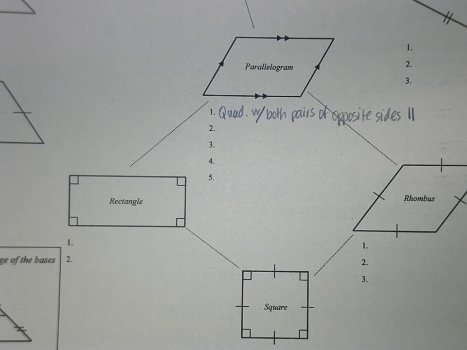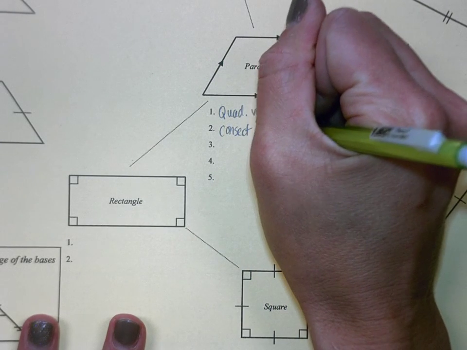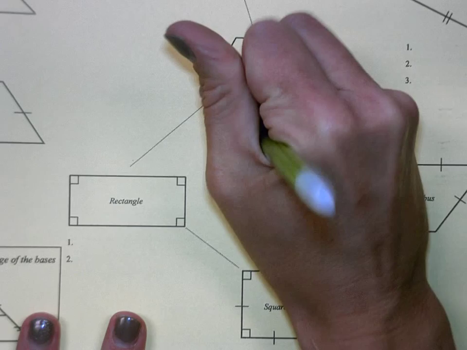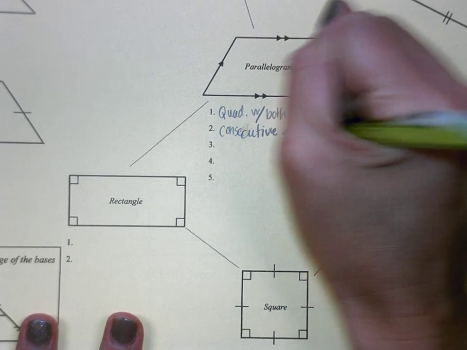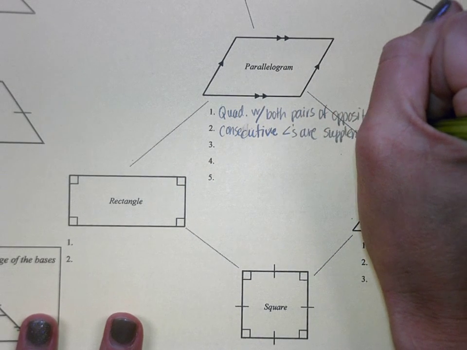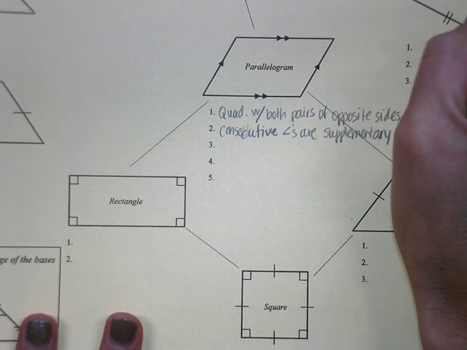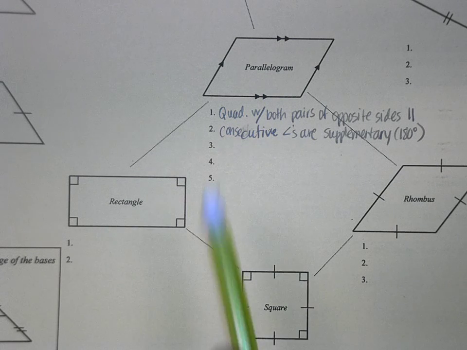Very good. So I'm going to write that as consecutive angles, if I can spell. Okay, consecutive angles are supplementary. And again, what does supplementary mean? Very good. So I'm going to write that there just so I can remember. Okay, tell me something else we know true about parallelograms. Say that again. Okay, it has four sides. Good. We already kind of stated that with the quadrilateral.